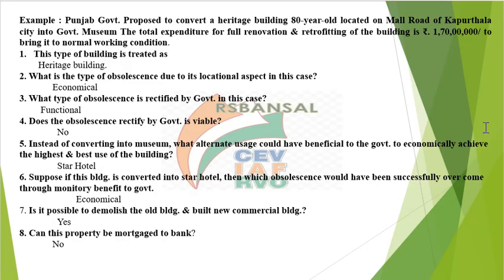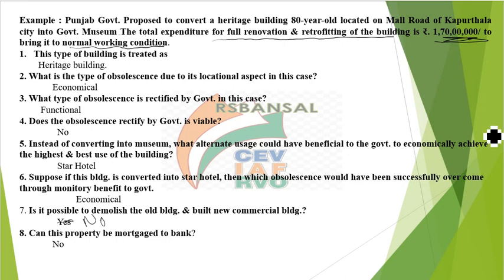Example: Punjab government has proposed to convert a heritage building, 80 years old, located on Mall Road of Kapurthala city into a government museum. The expenditure for full renovation and retrofitting of the building, to bring it to normal working condition, is 1 crore 72 lakh. So there are 7-8 MCQ-type questions which may be asked in the examination.